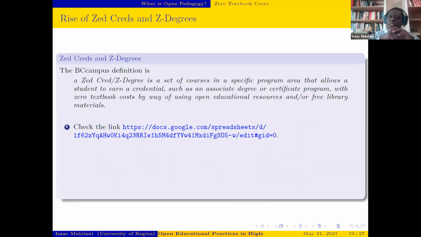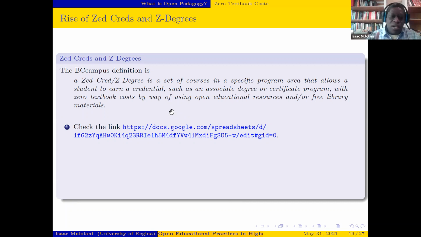Now, the other thing that's becoming a big issue, we talked about cost savings for open educational resources. What's becoming very big in North America, including in Canada here, is what we call Z-creds and Z degrees. That means students go into a program where they do not pay any money for textbooks. You read here the definition from BC Campus. They go into a program where, in order to complete that credential, they do not pay for any textbooks in any of the courses in the program.